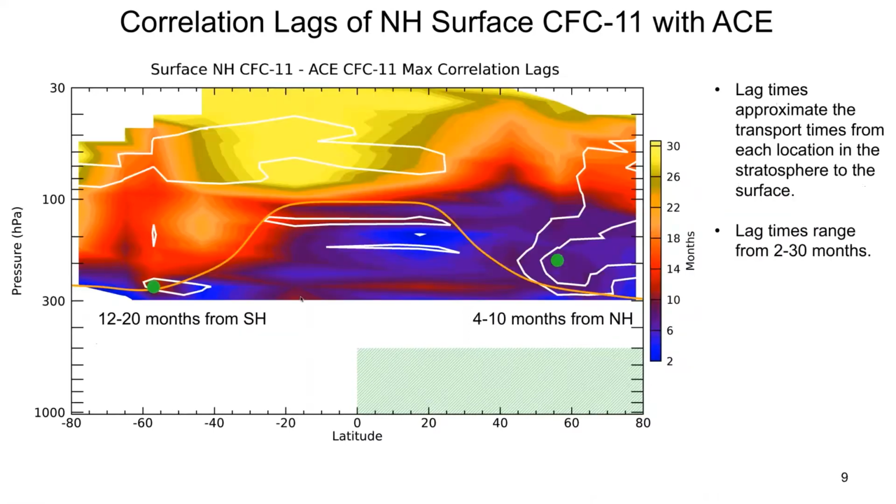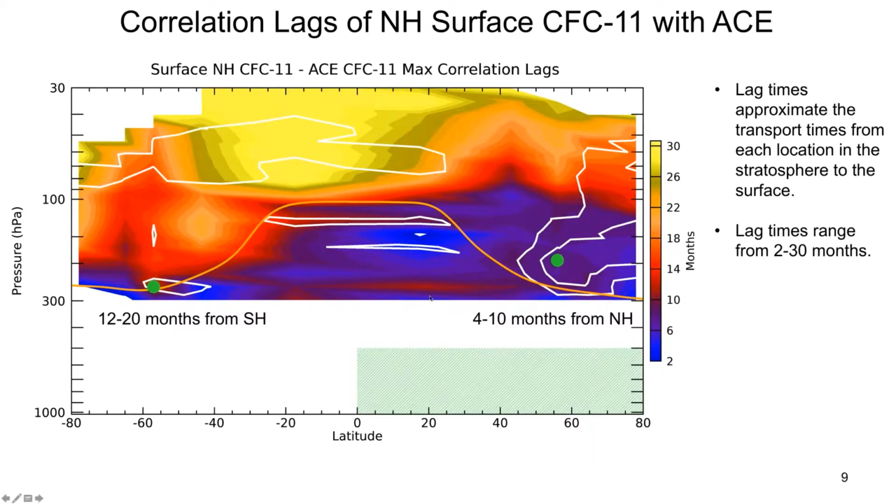Now we can also look at the average lag times associated with those correlations we just calculated. The lag times approximate the transport time from each location in the stratosphere to the surface. These range from 2 to 30 months on this scale. So depending on where you are in the stratosphere, it takes a lot longer. The stratospheric circulation is quite slow.